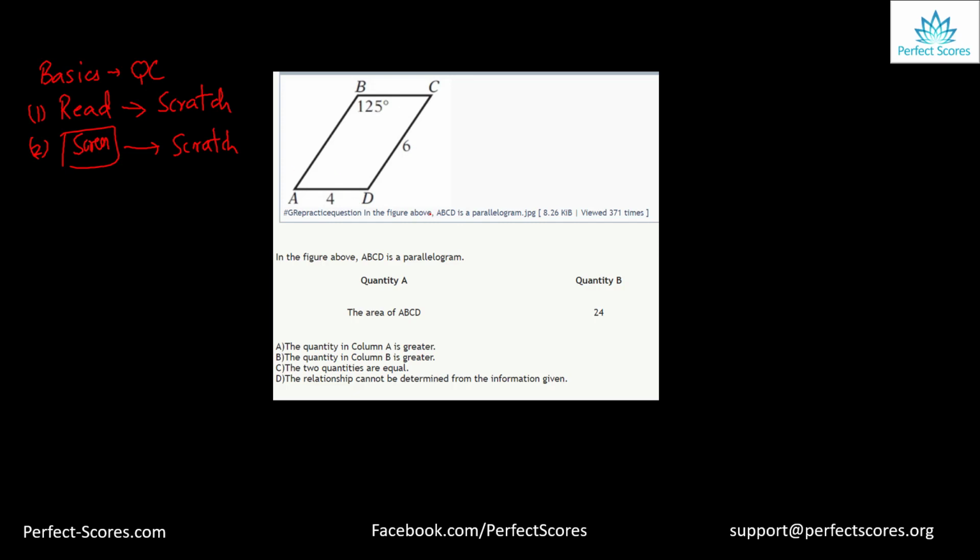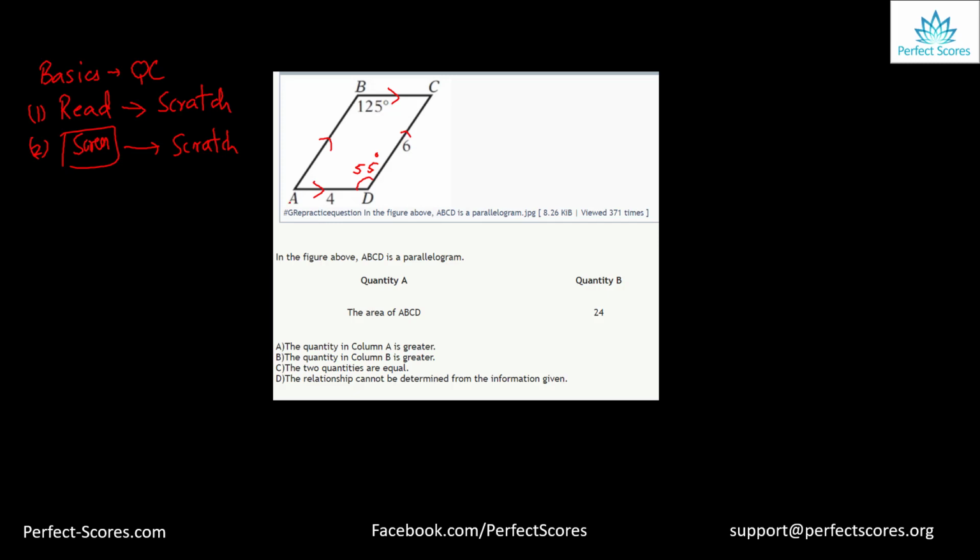As soon as I read ABCD is a parallelogram, I will make these marks that remind me that these lines are parallel to each other. So this is what I have, and this is 125. As soon as I know this is 125, in a parallelogram this is going to be equal to 180 minus 125. I'm going to use my calculator because it's allowed in GRE, but it's easy. So that's going to be 55 degrees. So this is what we have.